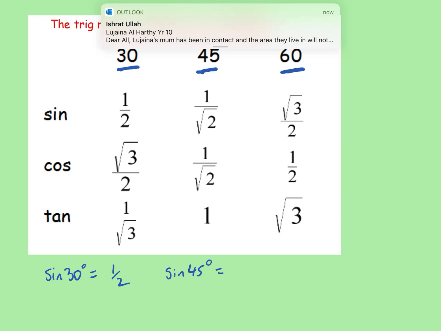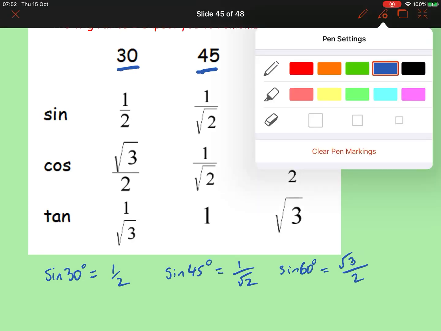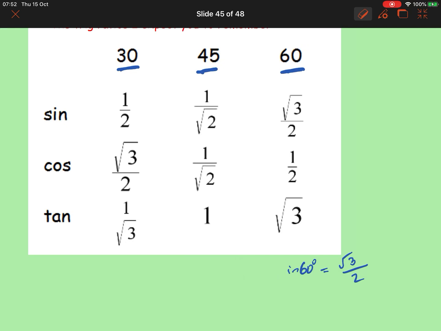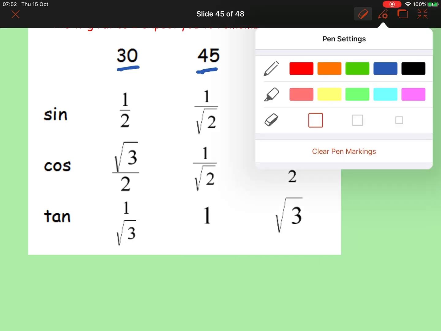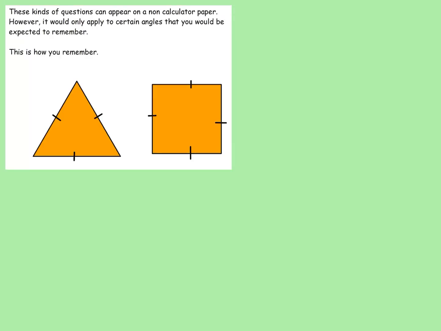The sine of 45 degrees is equal to 1 over root 2. The sine of 60 degrees is equal to root 3 over 2. And then I expect you to remember them for the cos and tan as well. Okay? So you have a choice. You can either just write this table down and just commit everything to your memory, or you can take this approach, okay?